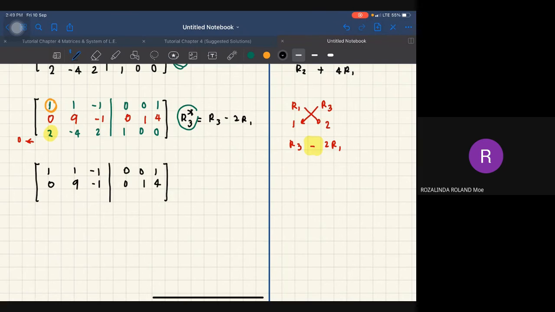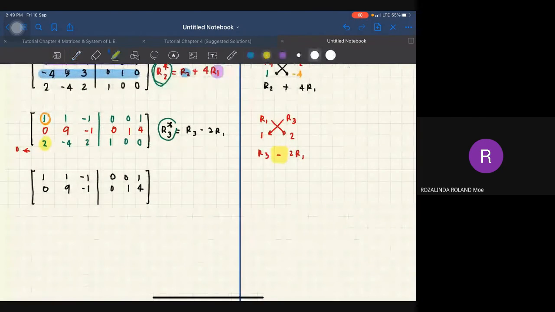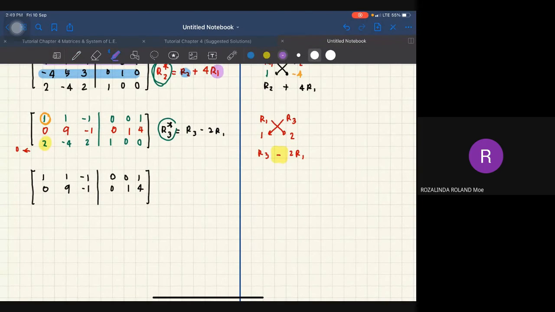Okay, so row 3 kita adalah 2. 2 tolak 2. Okay, so dapat kosong. Okay. Negatif 6, negatif 6, 4, 4, 1, 1, 0, kosong, negatif 2. Negatif 2. Okay, good.